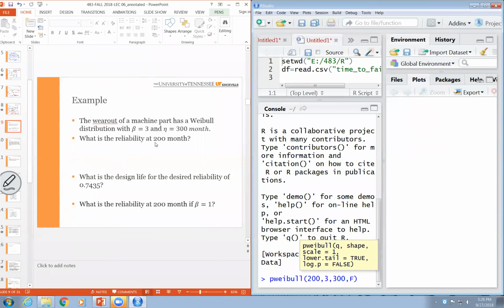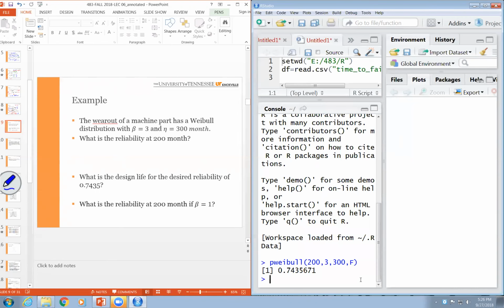200 is the time where I want my reliability. Then I look at this order. Shape, scale. So you can be very specific. Say shape is equal to that, scale equal to that, to make sure that they are not switched. But if you're sure about the order, you can just go with the shorthand, right? The second component is shape, right? So shape is 3, beta is shape, and 300 is the scale, and then I want reliability, so I have to set lower tail equal to false. There we go. So the next question wants the design life when you have given the reliability.